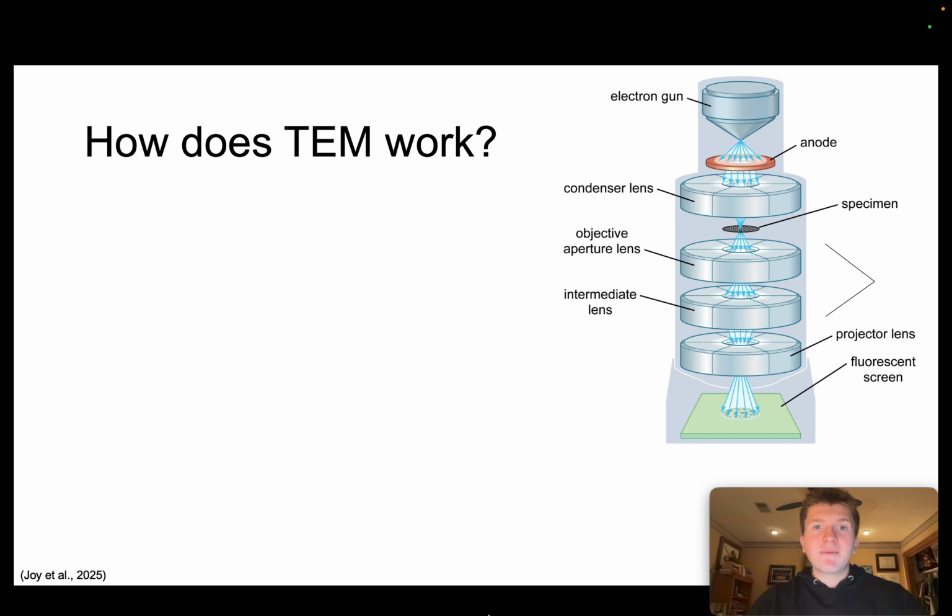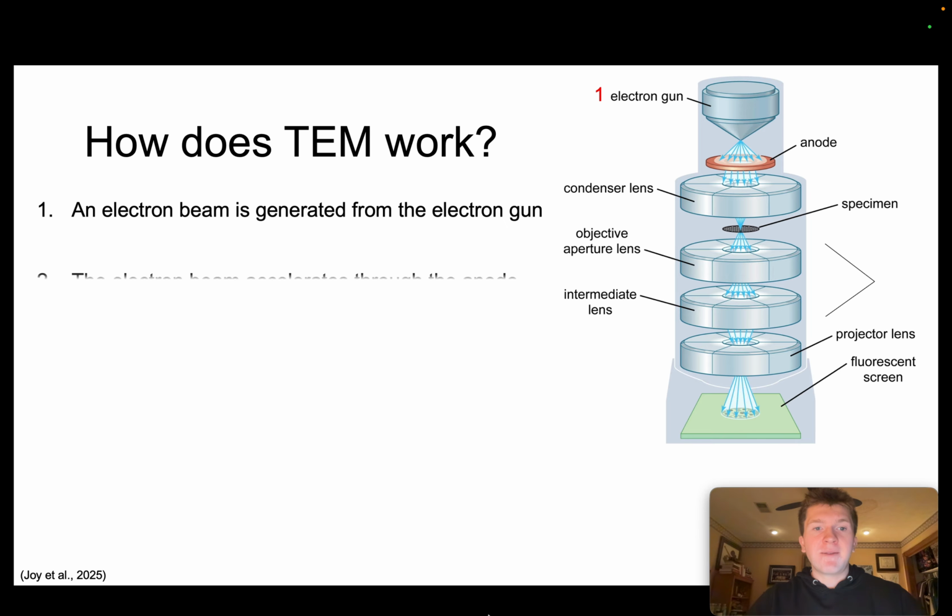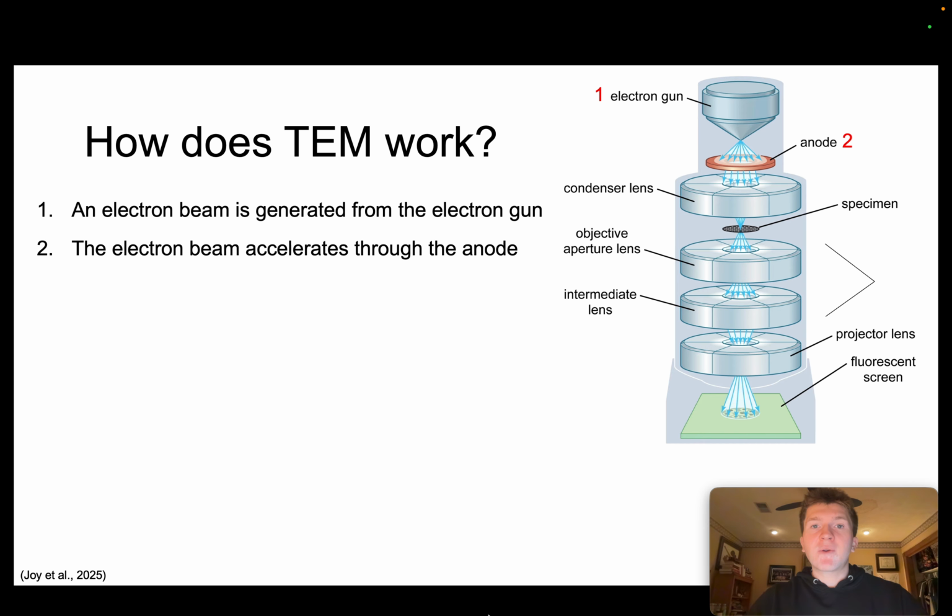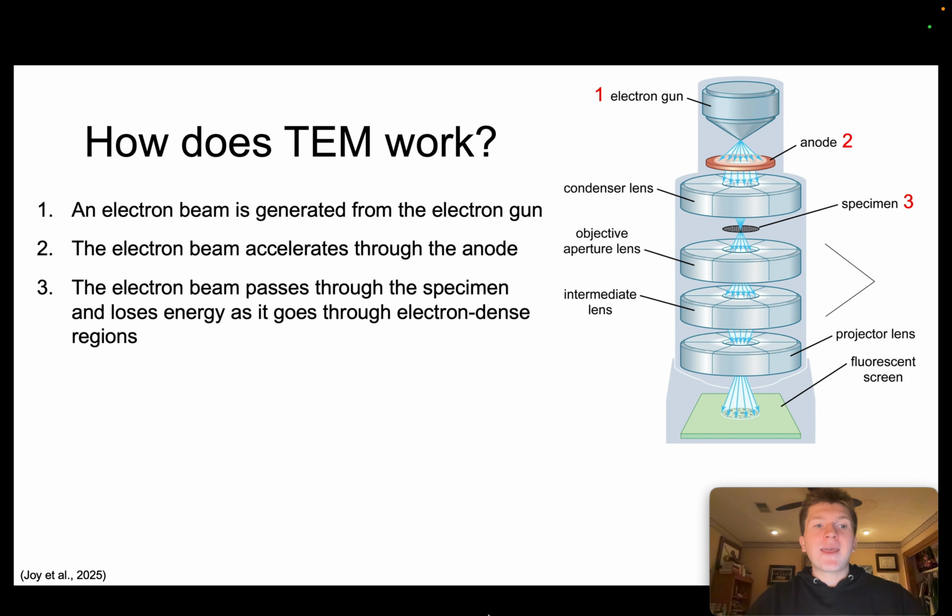So how does TEM work? Well, first, an electron beam is generated by the electron gun. That electron beam then accelerates through the anode, and thirdly, that electron beam passes through the specimen and loses energy as it goes through electron-dense regions.